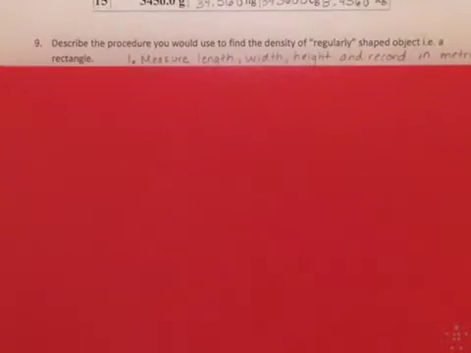For number 9, it says to describe the procedure you would use to find the density of a regularly shaped object. Example would be a rectangle. So we've done this before, so I just wanted you to think back to a good procedure to tell somebody to use. So here's the one I came up with, and yours may not necessarily match, but could be just as right. So first I would tell them to measure the length, width, and height of the rectangle and record that in metric. So centimeters, meters, whatever it takes.